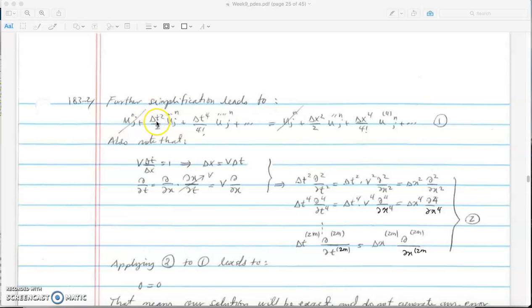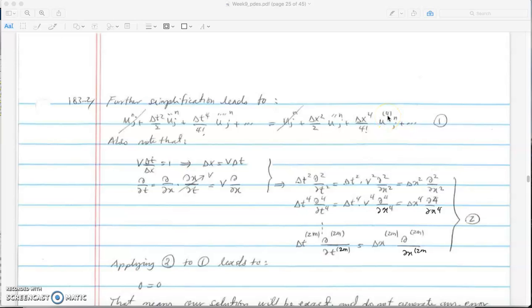So this is going to be v squared times the derivative with respect to x, and then del t v squared is going to be del x squared. So this thing is going to be del x squared divided by 2 times u and j, which is exactly this term, the second derivative. Again, double quotes means second derivative in space, double dots means second derivative in time. 4 dots means fourth derivative in time, and this means fourth derivative in space.